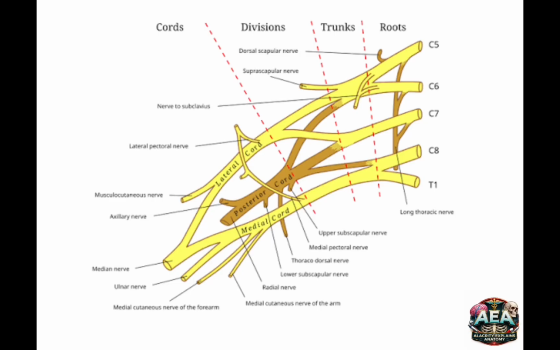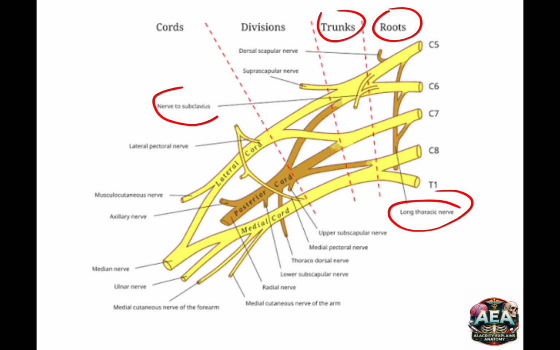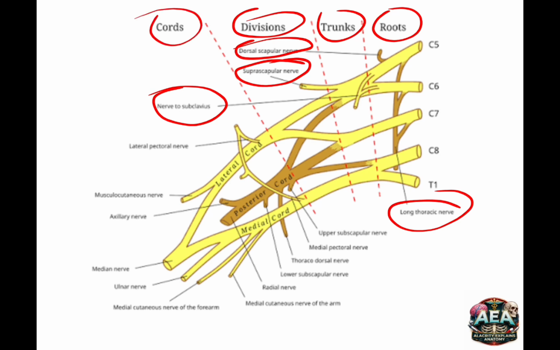So this is an image of everything all together. We have the roots, we have the long thoracic nerve, we have the trunk, we have the nerve to subclavius, and for the root we still have the dorsal-scapular nerve. Then for the trunk we have the suprascapular nerve and the nerve to subclavius. For the divisions, we don't have any branches from here. For the cords, we have several branches.